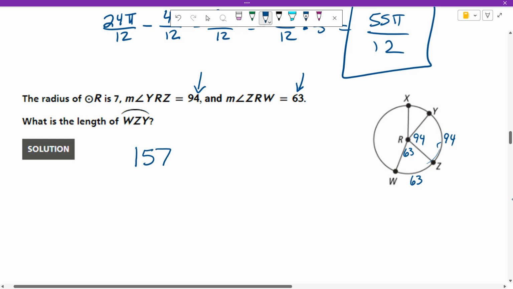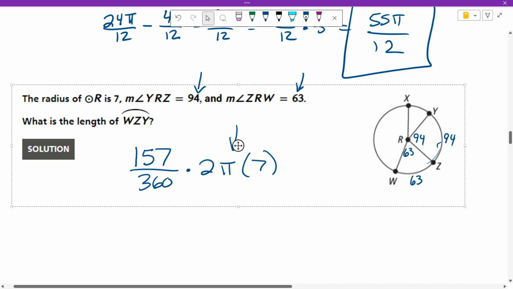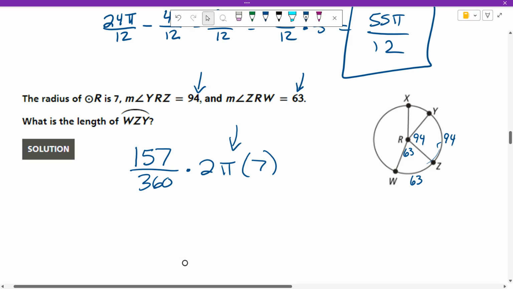You went 99? Yeah, 94. So it's 157 out of 360 times 2 pi r. Don't press the pi button. So take 2 times 7 times 157. And that's it. Just take 2 times 7 times 157. What do you get?